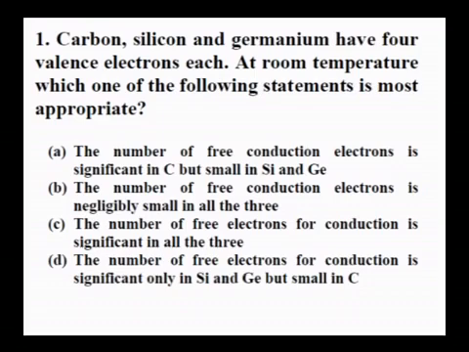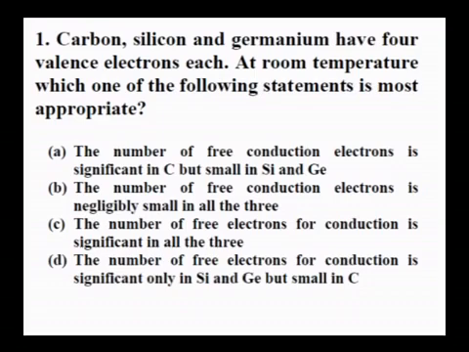The number of free conduction electrons is significant in carbon, but small in silicon and germanium. The number of free conduction electrons is negligibly small in all the 3. The number of free electrons for conduction is significant in all the 3. The number of free electrons for conduction is significant only in silicon and germanium, but small in carbon.